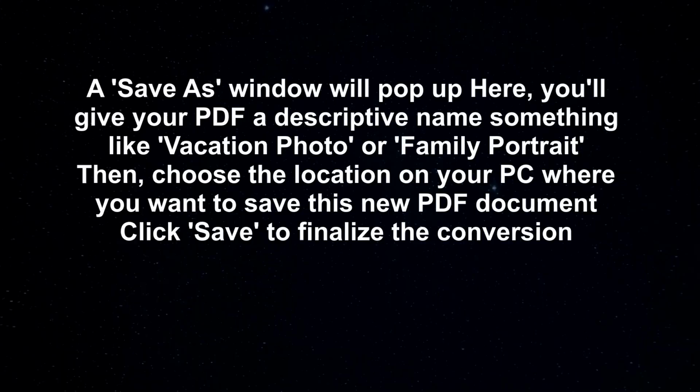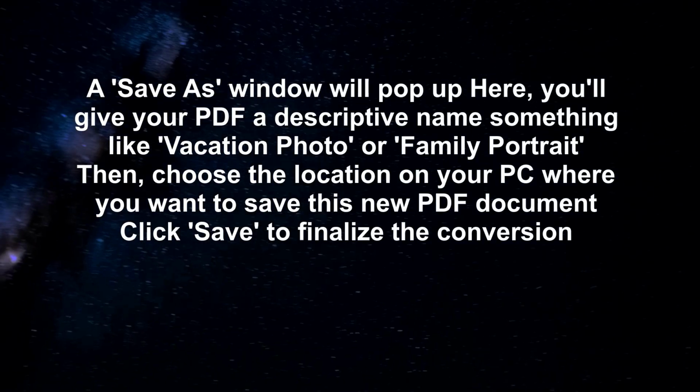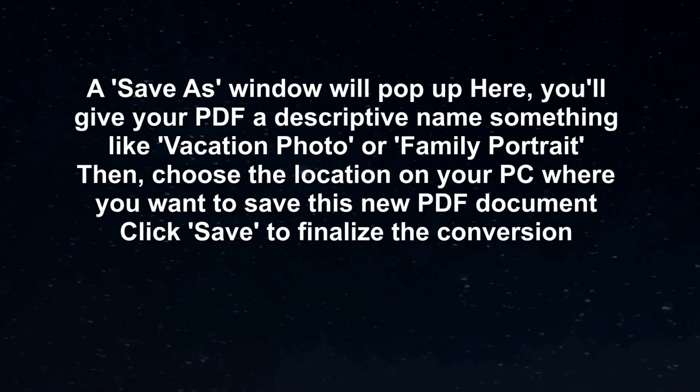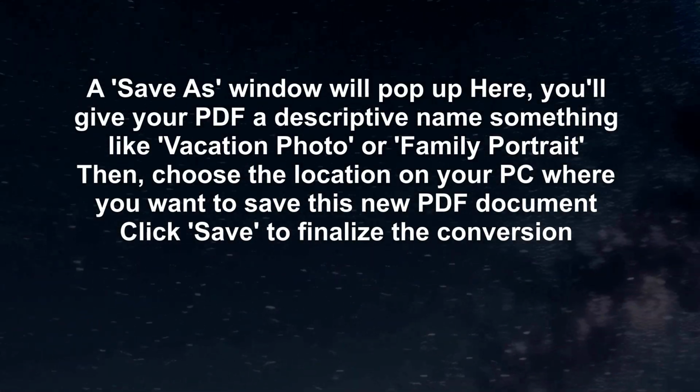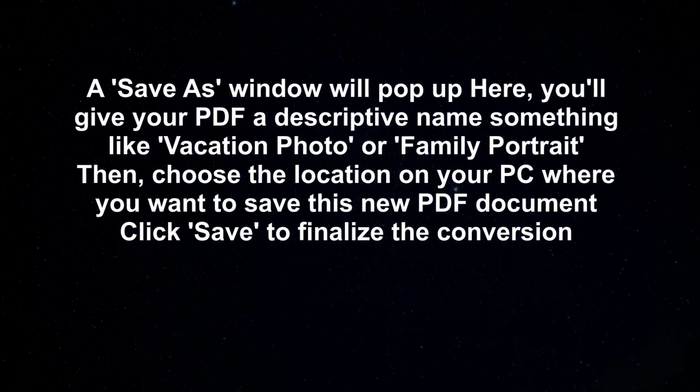A Save As window will pop up here. You'll give your PDF a descriptive name, something like Vacation Photo or Family Portrait. Then, choose the location on your PC where you want to save this new PDF document. Click Save to finalize the conversion.